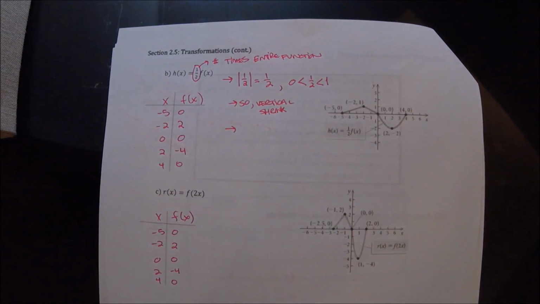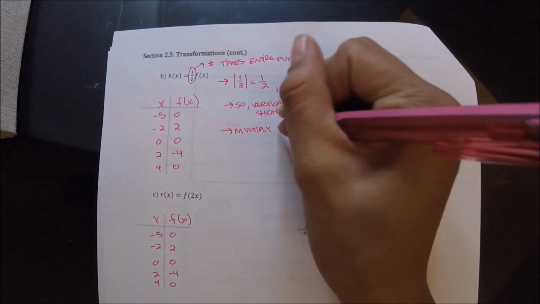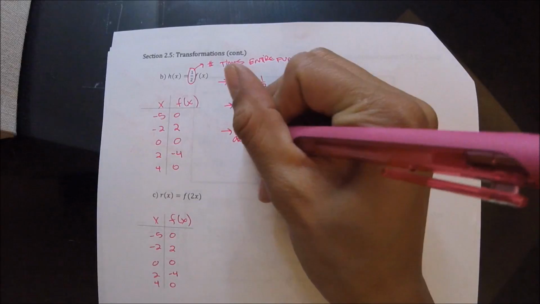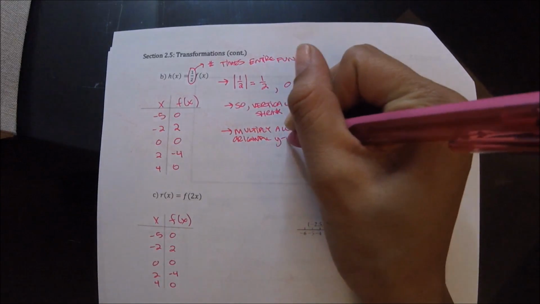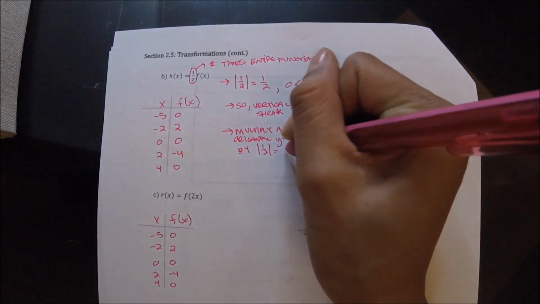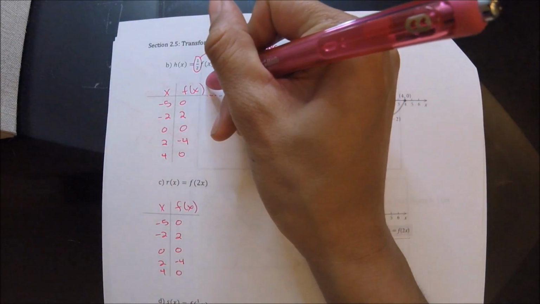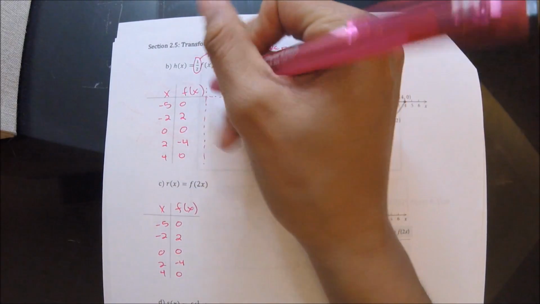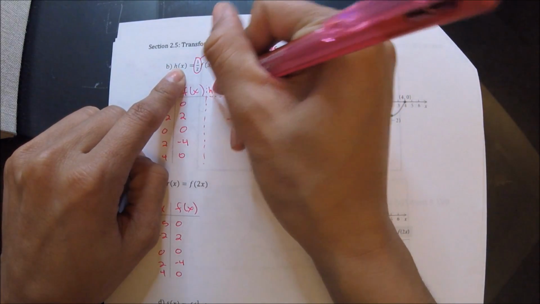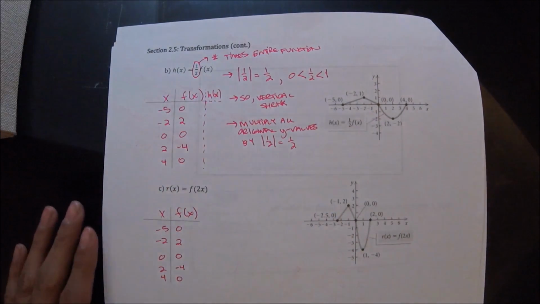And since it's vertical, we are still going to multiply all the original y values by that half value. So we're going to multiply all the original y values by the absolute value of a half, which is a half. So I'm going to add a column. This is going to be our new h of x, right? The name of this graph is h of x, so I'm writing h of x there.